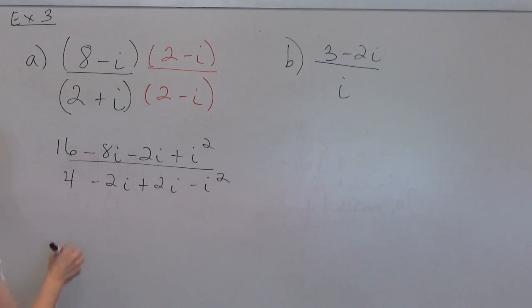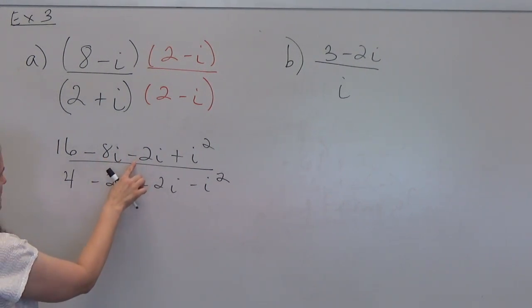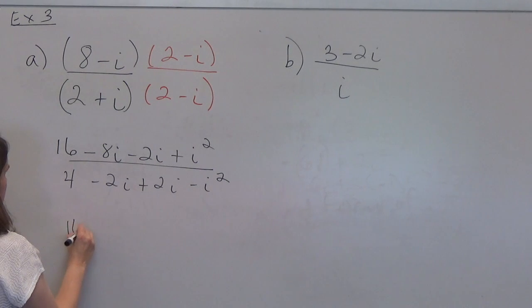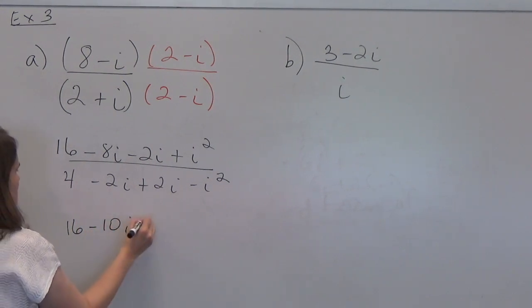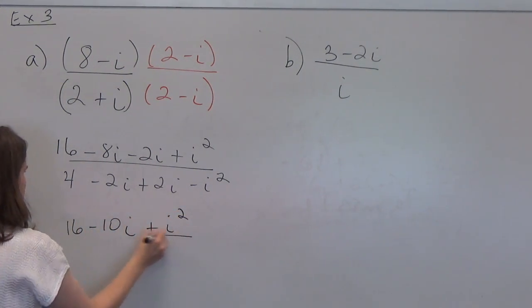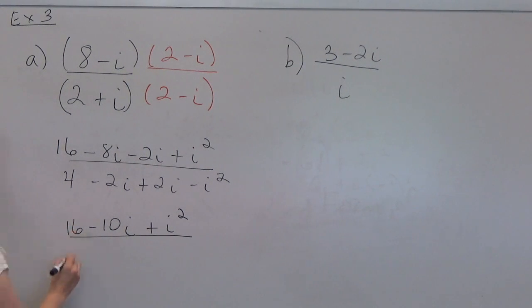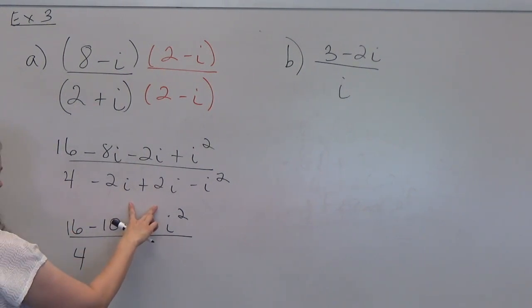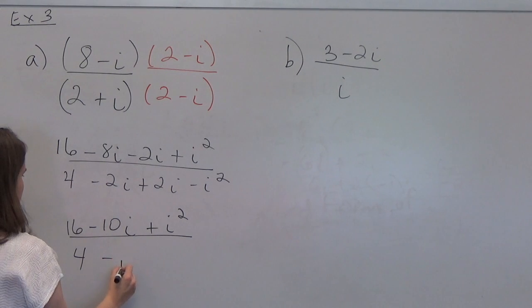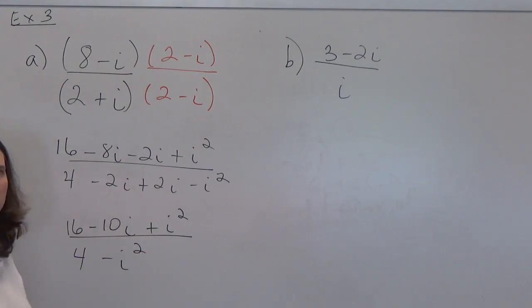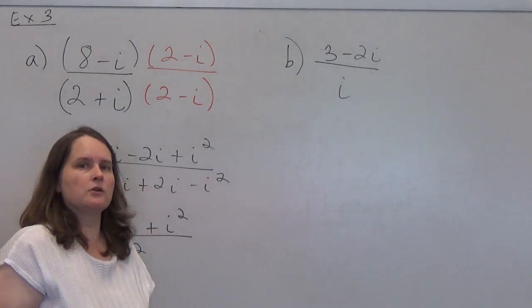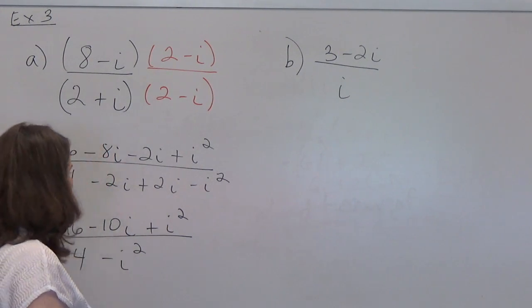In the numerator, I can combine negative 8i and negative 2i, so that gives me 16 minus 10i plus i squared. My denominator, I'll have 4. The 2 i's cancel out, and then it leaves me with minus i squared. Hopefully you remember that you can replace i squared with negative 1.